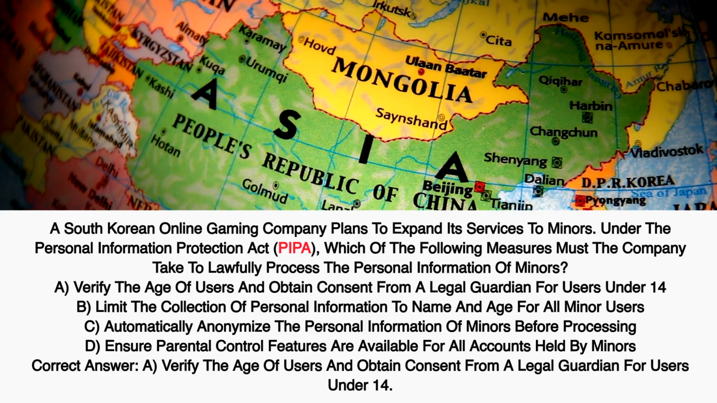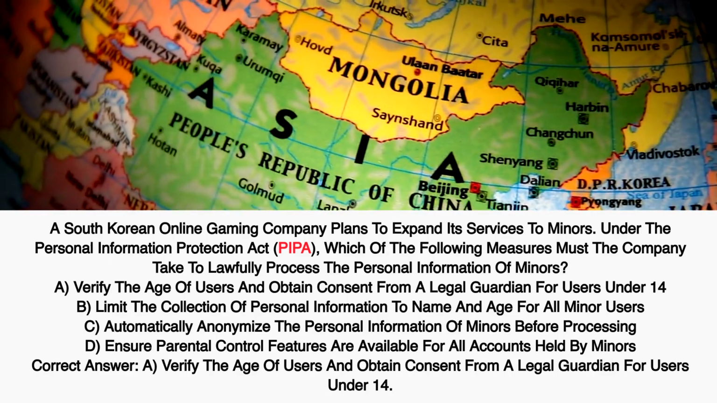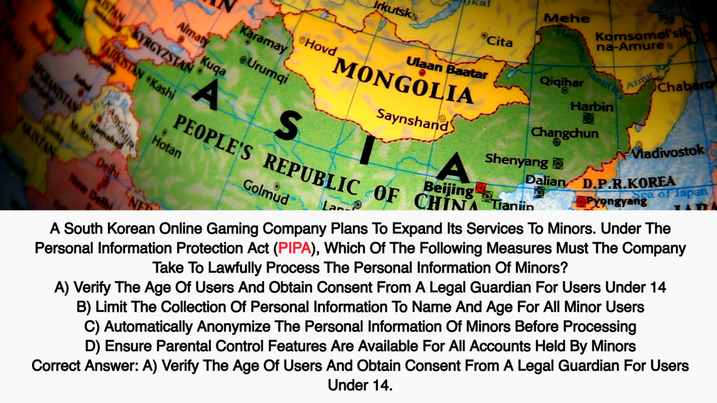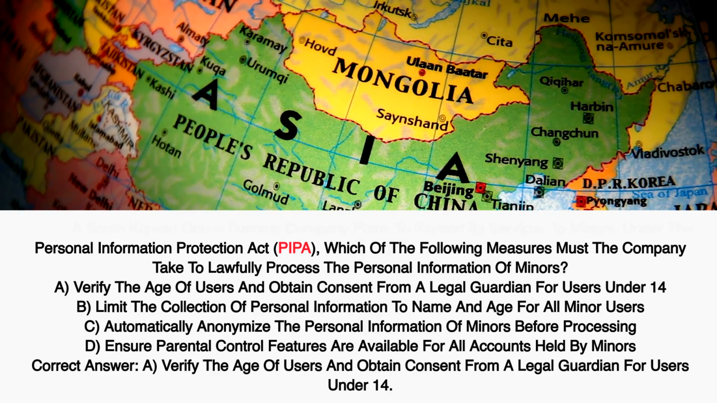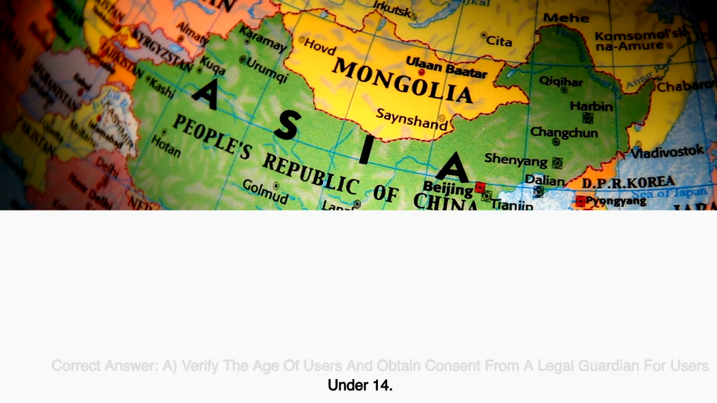B. Limit the collection of personal information to name and age for all minor users. C. Automatically anonymize the personal information of minors before processing. D. Ensure parental control features are available for all accounts held by minors. Correct answer: A. Verify the age of users and obtain consent from a legal guardian for users under 14.